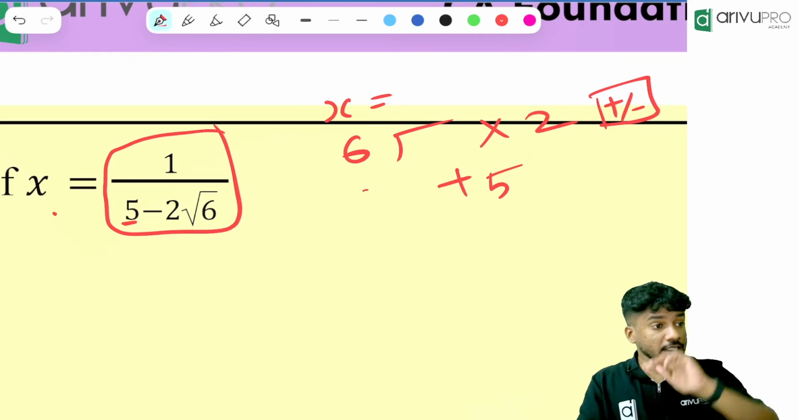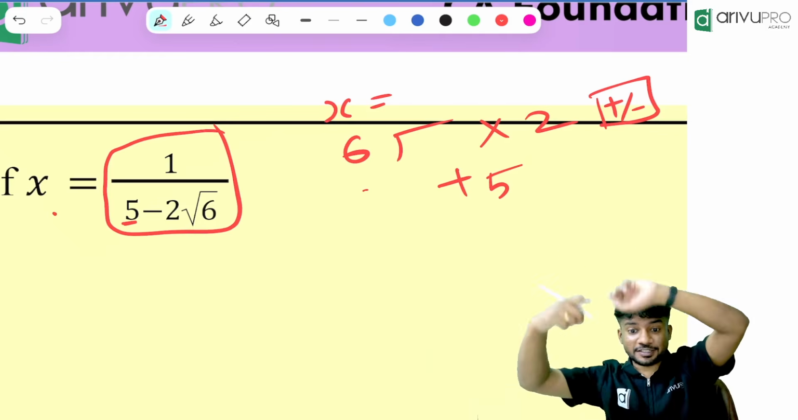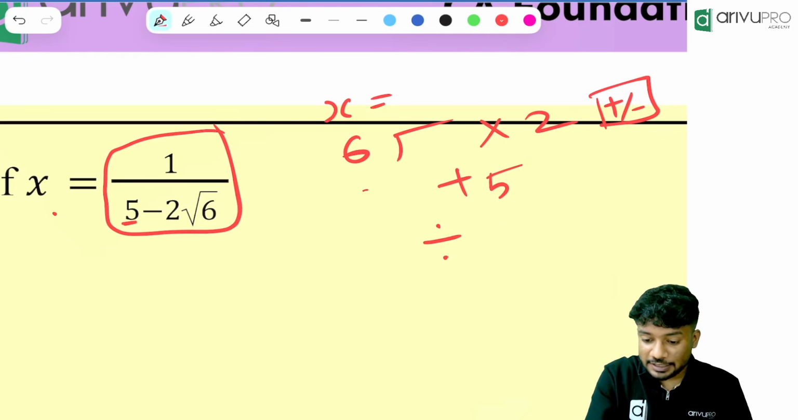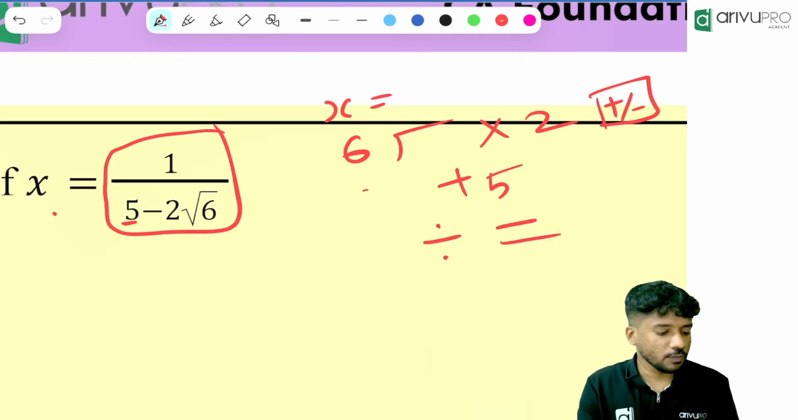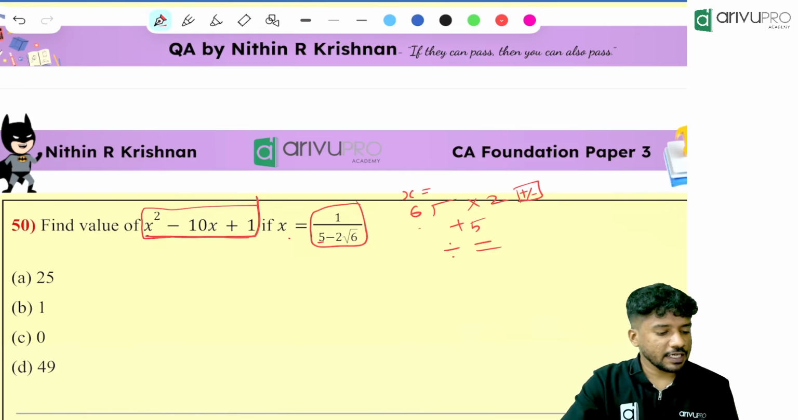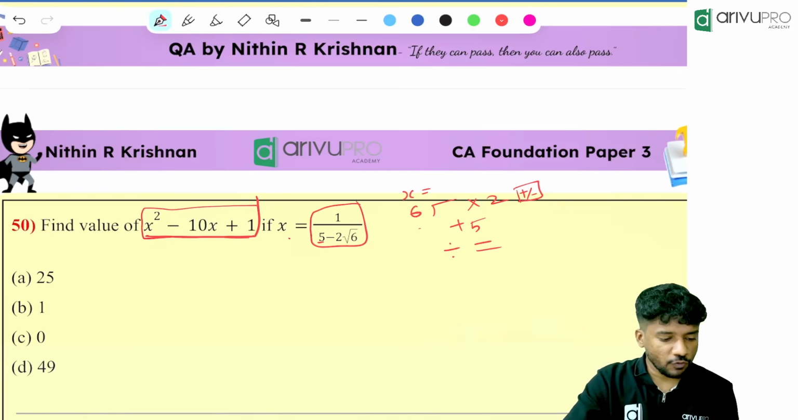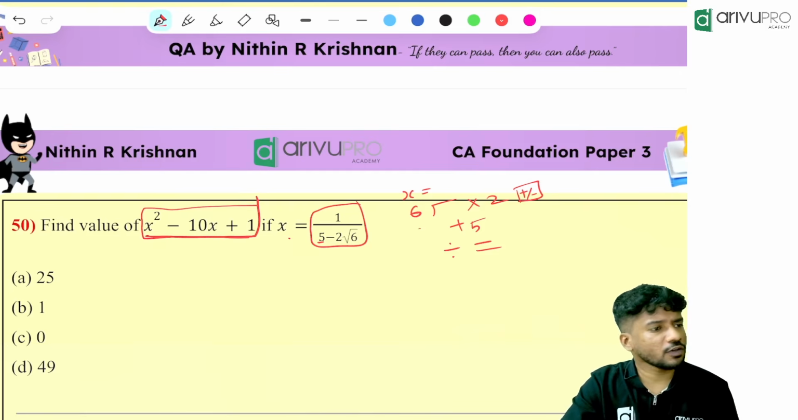Now, the entire thing is in the denominator. You need to take the reciprocal. How to take the reciprocal? Click divide, then click equal to. Everyone click divide, click equal to. So you got it as how much? 9.8989794849, something like that on your calculator. Everyone got that?